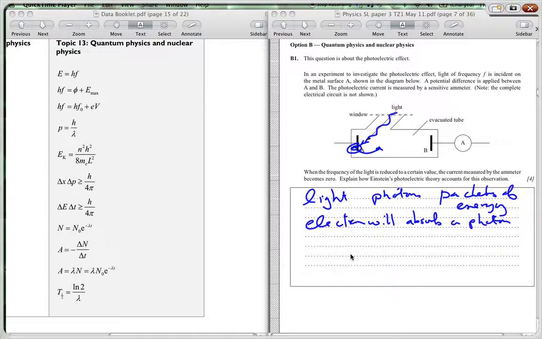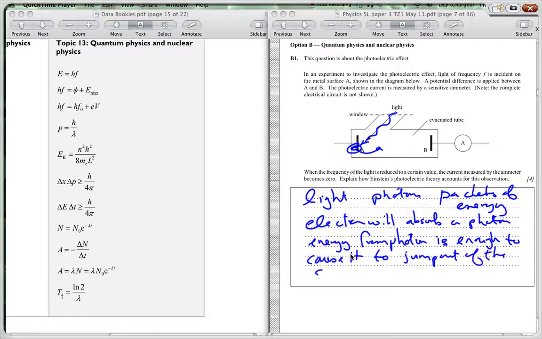Now, if this energy from the photon, if that energy is enough to cause it to jump out of the surface, you will have the photoelectric effect. But if the energy is too small, then you'll have no photoelectric effect.